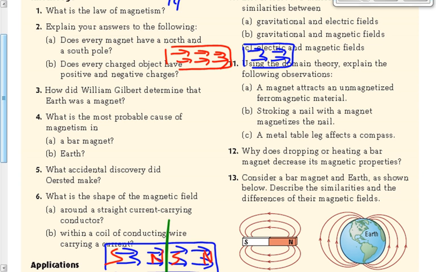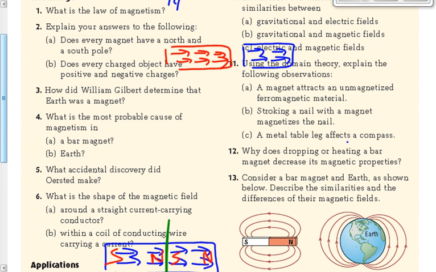Stroking a nail with a magnet magnetizes the nail. It's essentially the same thing, right? You bring another magnet nearby this nail, then it's going to cause the domains in the nail to start pointing in the same direction, as long as you stroke it in the same direction. If you stroke it in one direction and then go backwards and then sideways and whatever, then you're just going to scramble the domains as much as they were before. So that's not going to help. As long as you stroke it in one direction, you should magnetize it.